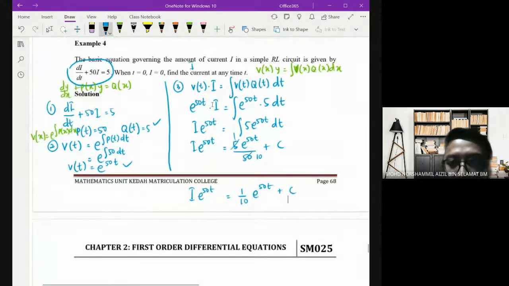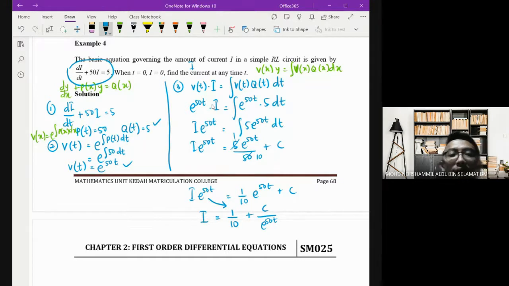Okay guys. Alright. So what does it mean? If you want to cross exponential 50t to the right hand side, we are left with only I on the left hand side. So the first term becomes just 1 over 10, because the exponentials cancel off, but the second term will be C over exponential 50t. So this is the formula of your I.